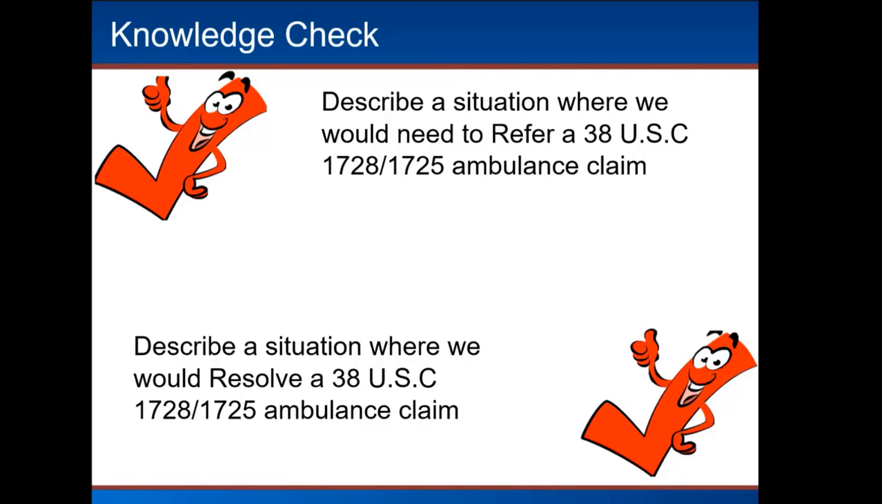In referring 1728 or 1725 ambulance claims, ideally another more applicable claim is representing the episode of care. However, if there are no other claims available, but we can still define the episode of care, we can refer our ambulance claim to a review business unit. We can also refer our ambulance claim to an authorization business unit to have an authorization created, as long as our template represents the entire episode of care.